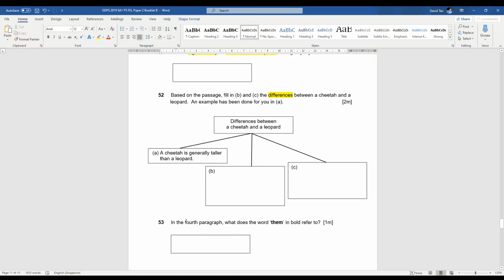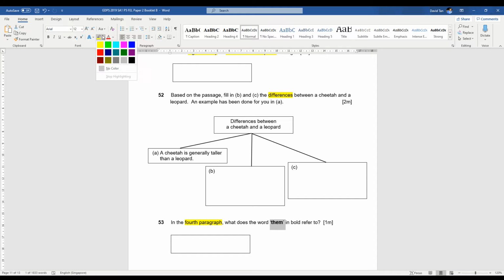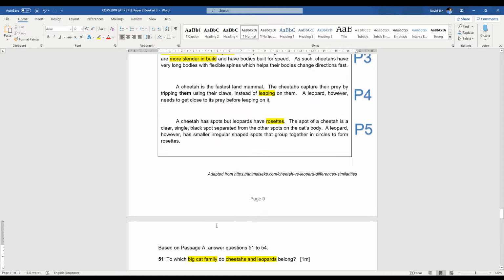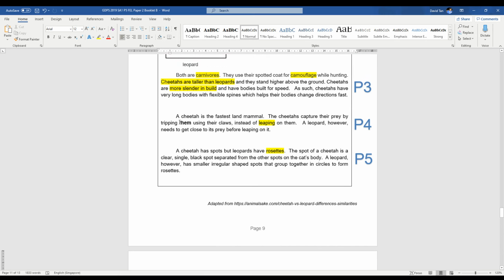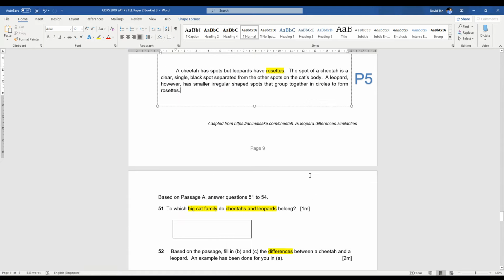Okay, 53. Highlight keywords. 4th paragraph. What does the word them in bold refer to? So I need to go back to P4. Let's go to P4 and I see this word in bold. Please highlight it. You need to guess what the word them refers to. Read this sentence in paragraph 4 to find your answer and write your answer down in the blank now.